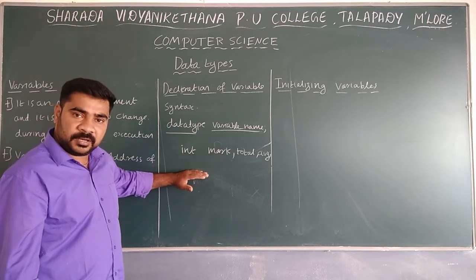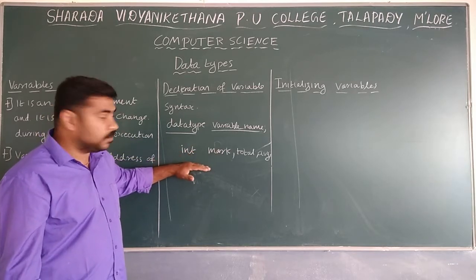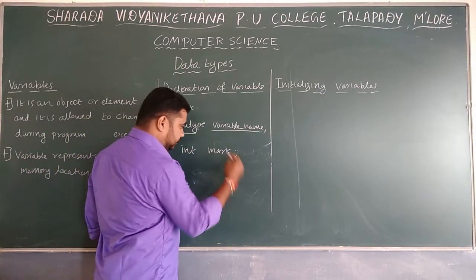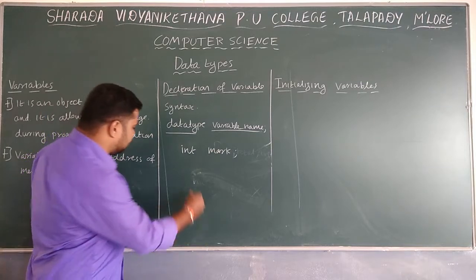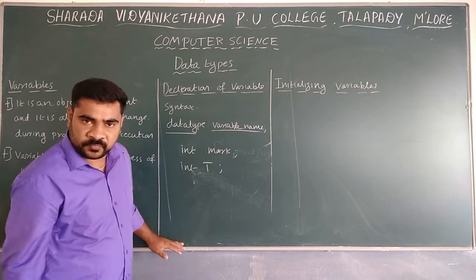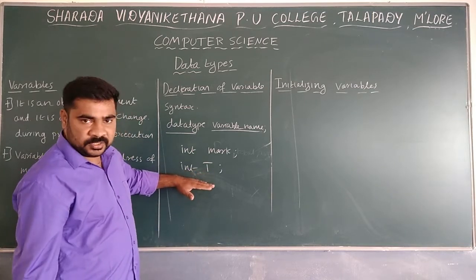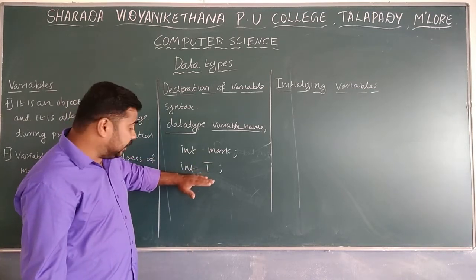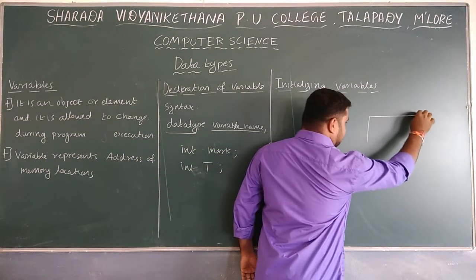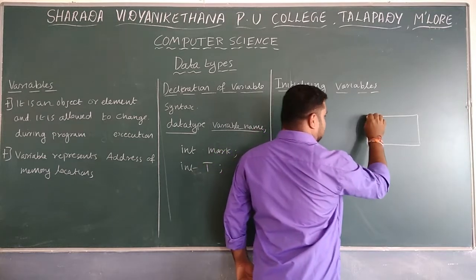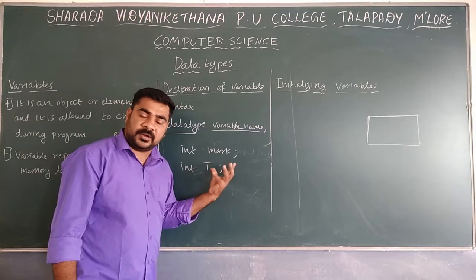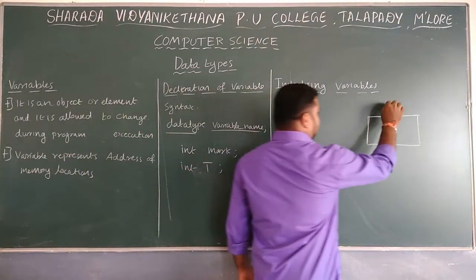Whenever you declare a variable, for example, I will take only one example here, int mark, or I can use int t. Anything we can use. So in this example, take int t. If you declare like this, it will create one memory space to hold the particular variable. So here the memory space variable name is t.